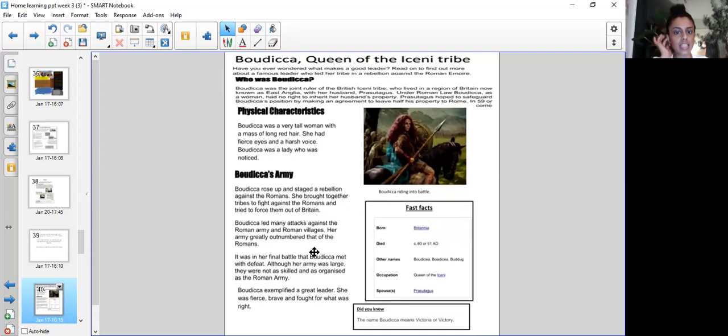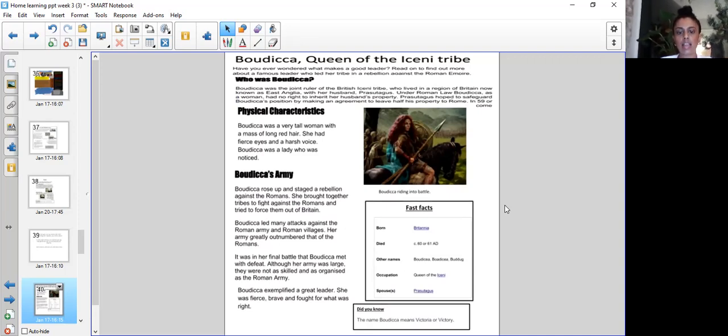Boudica rose up and staged a rebellion against the Romans. She brought together tribes to fight against the Romans and tried to force them out of Britain. Boudica led many attacks against the Roman army and Roman villages. Her army greatly outnumbered that of the Romans. It was in her final battle that Boudica met with defeat. Although her army was large, they were not as skilled and as organized as the Roman army.